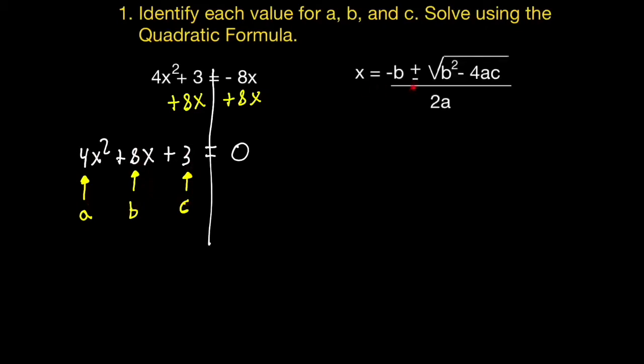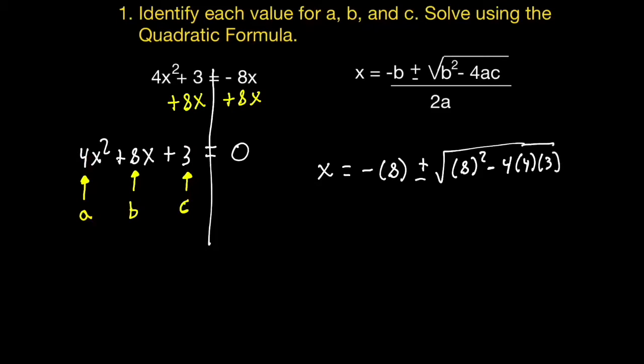Now I'm ready to apply the quadratic formula. So I have x equal to negative b. Well, b is going to be 8. So here I get 8 plus or minus the square root of b squared. Again, b is 8. We're going to subtract 4ac. So a is 4, c is 3. So we got 4 times 3. We're going to divide this all by 2a. And remember that a is 4.